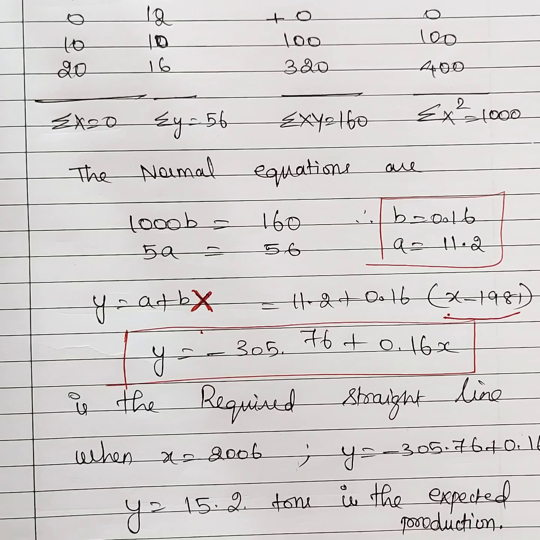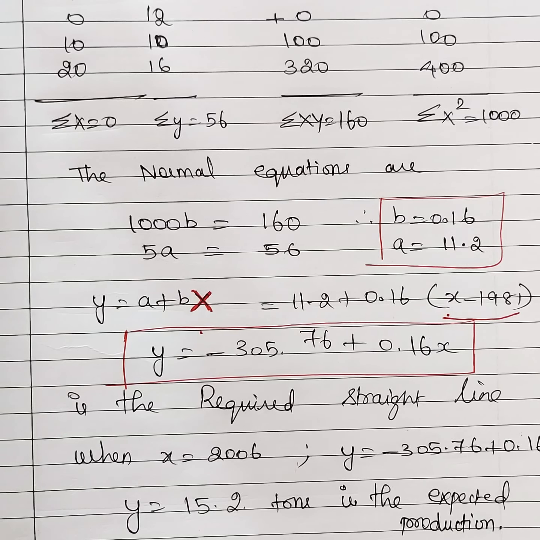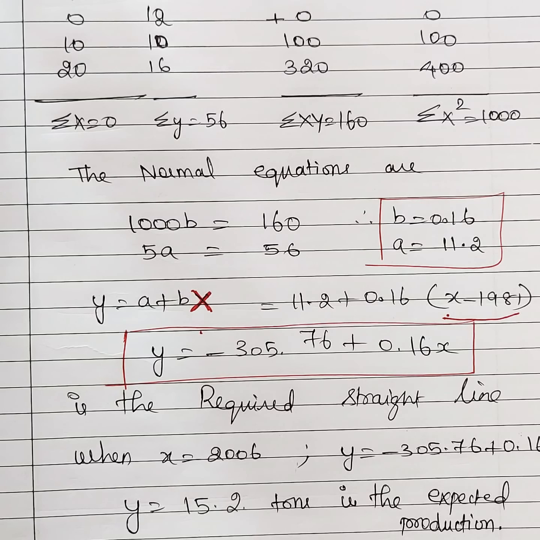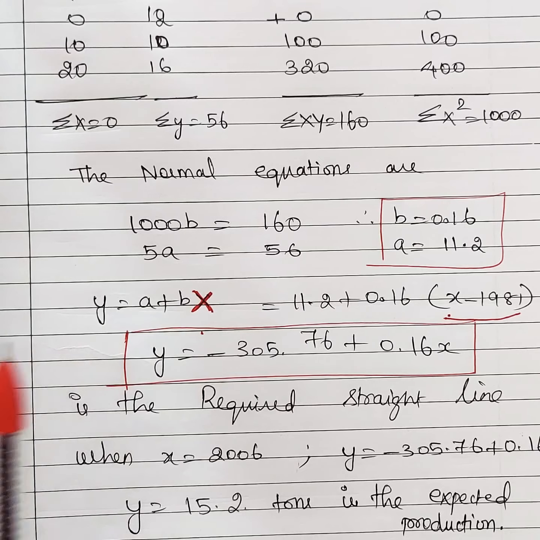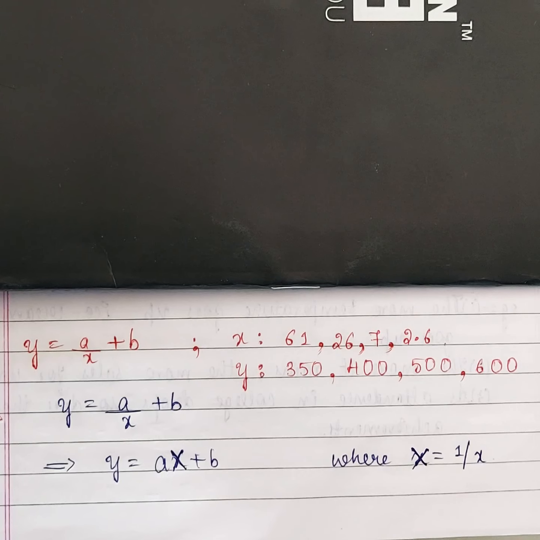So this is one of the repeated VTU questions, and we have seen one problem in the form y is equal to ax plus b and one problem in the form y is equal to a plus bx. Formula is the same, just replace a and b. And also we have learned that if the values are too big, we can change it to a smaller magnitude.